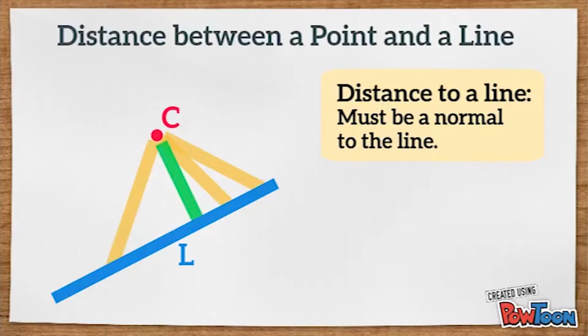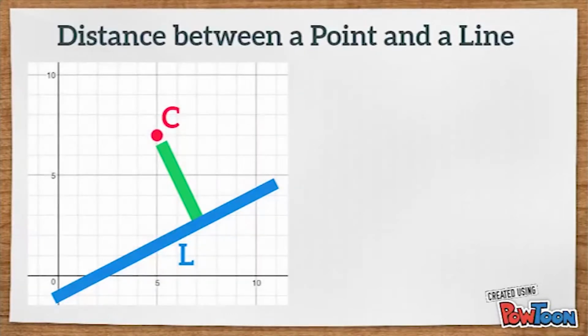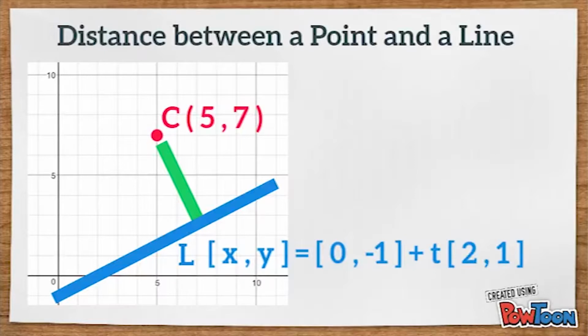A line that joins the point to the line, which is normal to the line. This means that the angle between the normal and the line is exactly 90 degrees. Then how do we calculate the distance, which is the length of this line? Let's put point C and line L into a Cartesian plane. Point C has coordinates (5, 7) and the line has an equation of (x, y) = (0, -1) + t(2, 1).